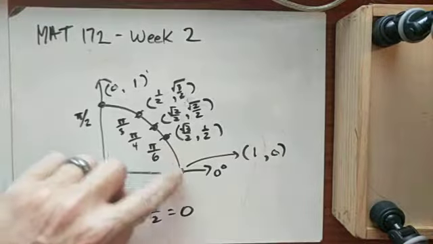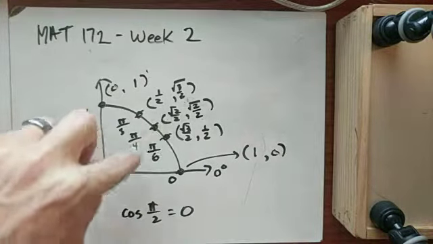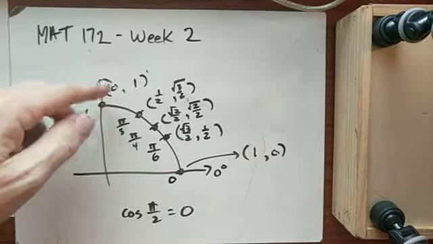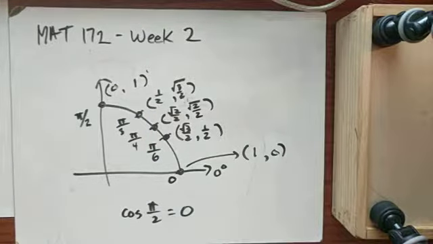Now, these angles aren't the only angles on the circle, but they're special angles, 30, 45, 60, and 90. There's a 78 degree angle on here too, and it has a cosine and sine, but we would use our calculator to find that out.